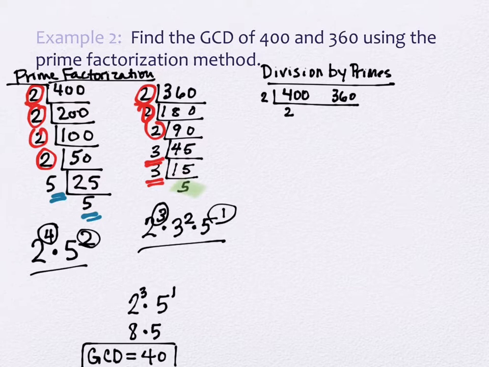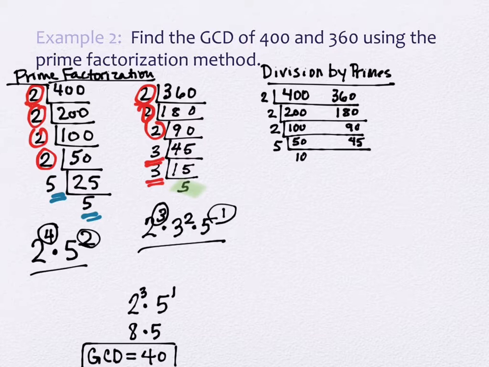Okay, that gives me 200 and 180, right? Do those divide by 2 again? Yep. 100 and 90. Will 2 work again? Yep. I now am at 50 and 45. Will 2 work again? No. Will 3 work for both of them? No. Will 5 work for both of them? Yes. So if I divide by 5, I have 10 and 9, right?